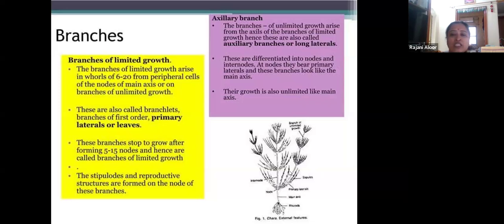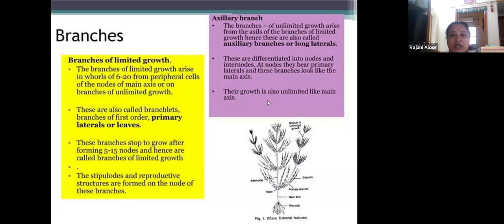Here these are called the stipules or stipulodes. The stipulodes and reproductive structures are formed on the nodes of branches. Very, very important: which branch produces the reproductive organs? It is the branches of limited growth that produce the stipulodes and reproductive structures on the nodes of these branches.